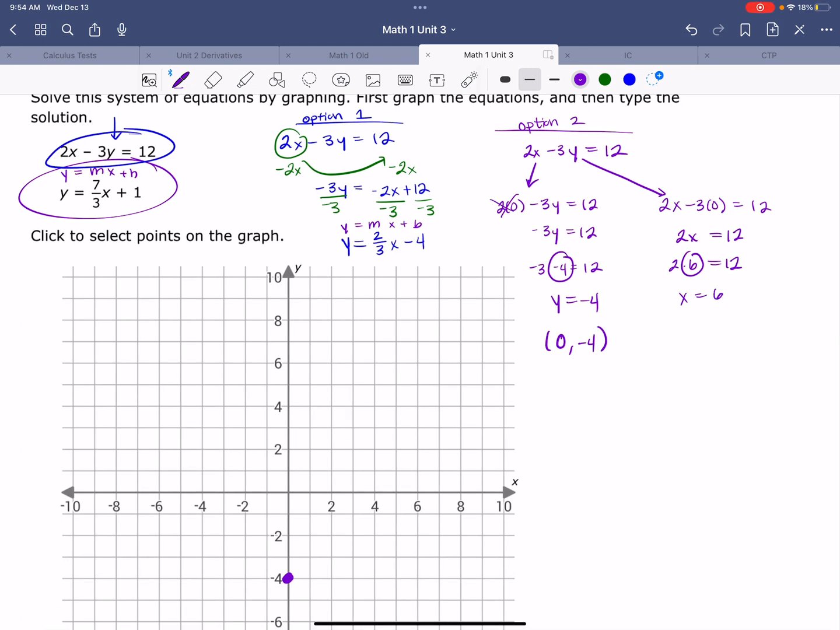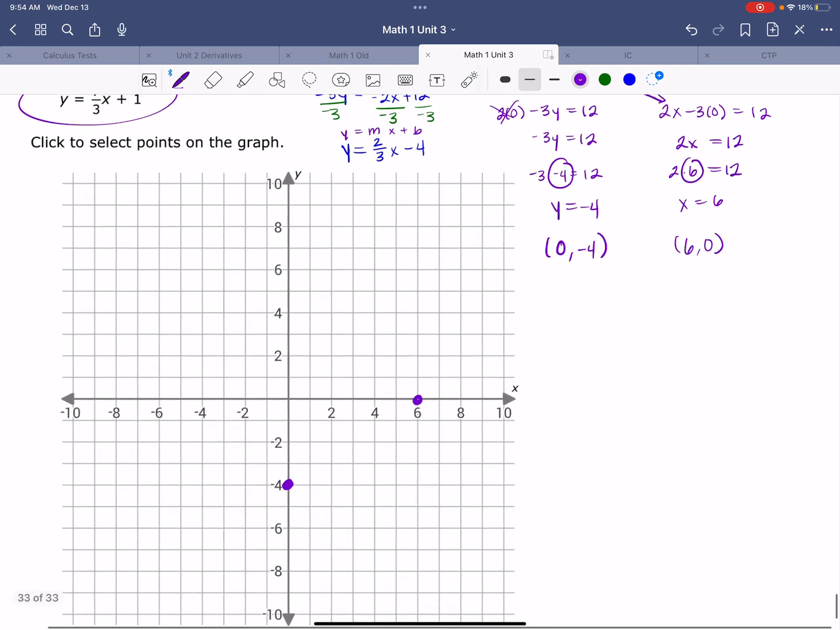Again, you just found another coordinate point. When you plugged 0 in for y, you got an x value that was 6. So that's going to be where my second point is. You only need 2 points to go ahead and graph a line. So now that I have those 2 points, I can go ahead and draw a line through them.